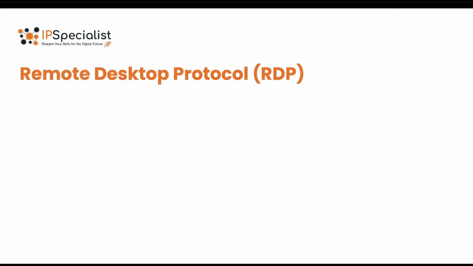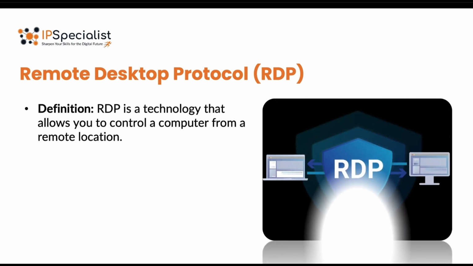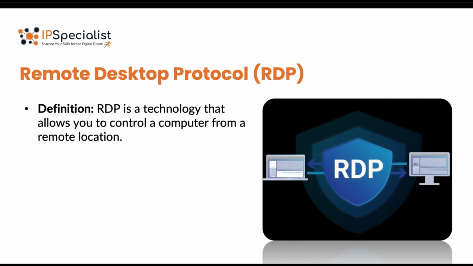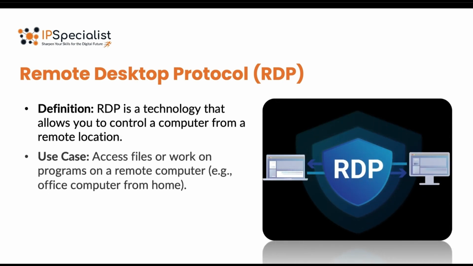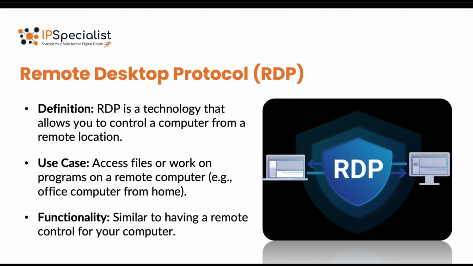Moving on, let's understand what exactly is Remote Desktop Protocol. Well, it's a technology that lets you control a computer from a remote location. Imagine that you're at home but you need to access files or work on a program on your office computer. With RDP, you can connect to your office computer from your home computer and use it as if you were sitting in front of it. It's like having a remote control for your computer, allowing you to access and use it from anywhere with an internet connection.